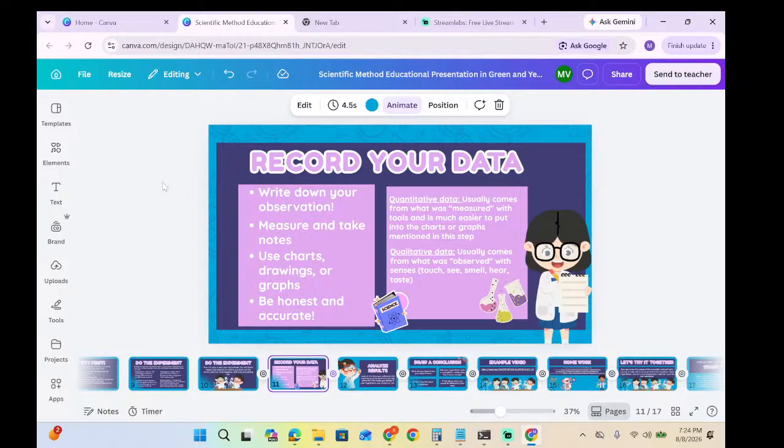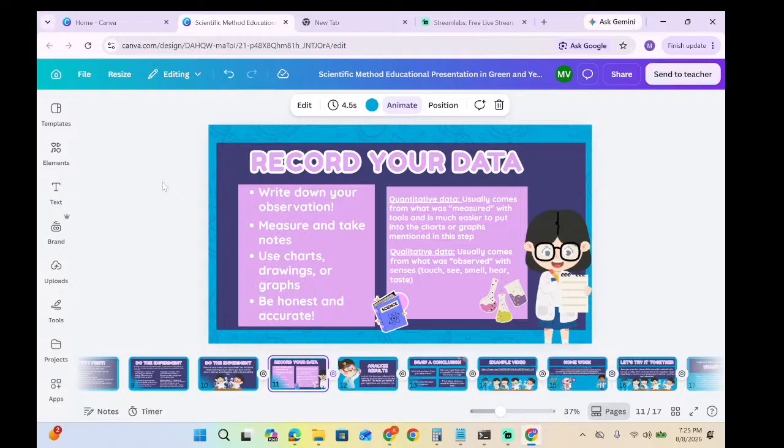So write down your observations, measure and take notes, use charts, drawings, graphs, anything to visually take a snapshot of what's happening. And it's always important to be honest and accurate. You don't want to mess anything up. You don't want to fib the numbers just so that it follows a certain pattern. The idea is that in your experiment, you don't have to get an accurate answer. I'm saying it only has to be an honest experiment so that you're following the steps exactly.